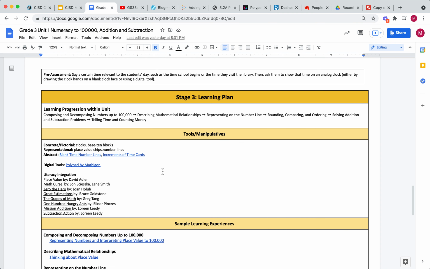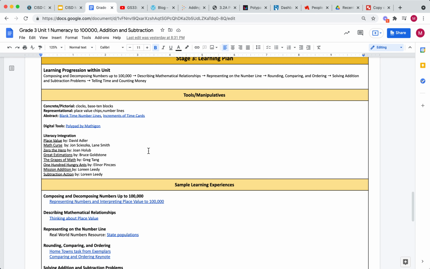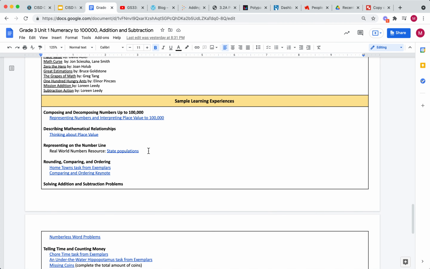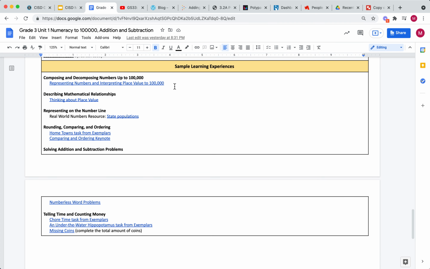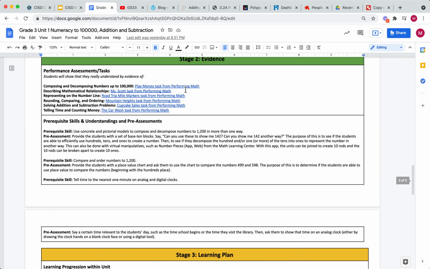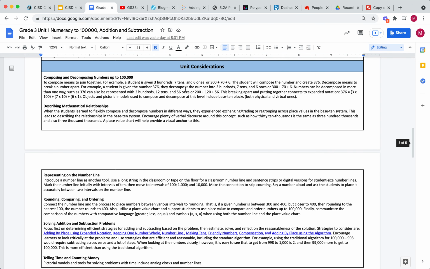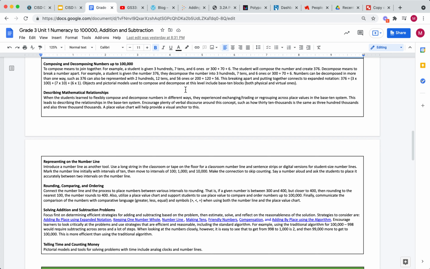Stage 3 is the learning plan, and here are the resources you'll consider using, and then the sample learning experiences. I've cleaned this up again and aligned them to the 6 topics of this weekly scope and sequence with some recommended resources to use. So let's go back to the topics. The first topic is about composing and decomposing numbers to 100,000. And I really love having the students focus on connecting decomposing to expanded notation.